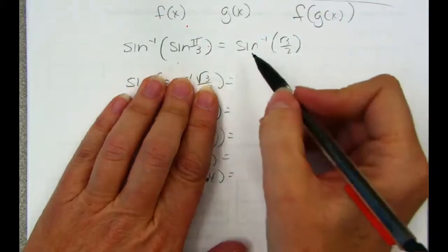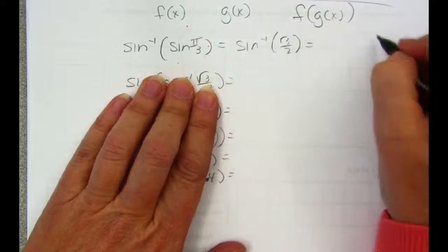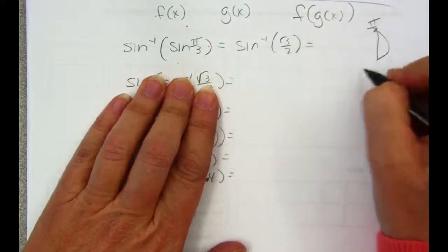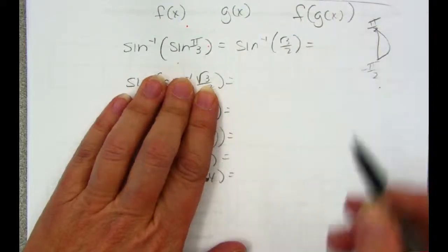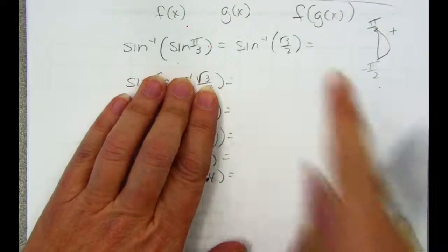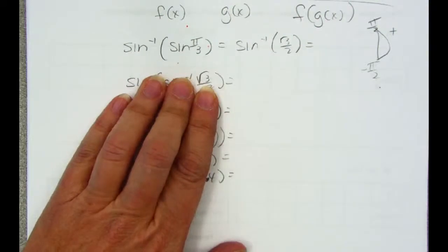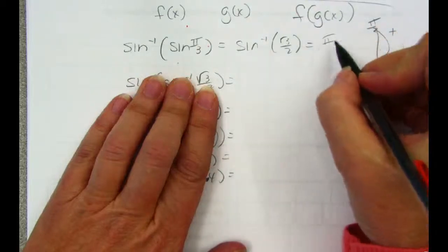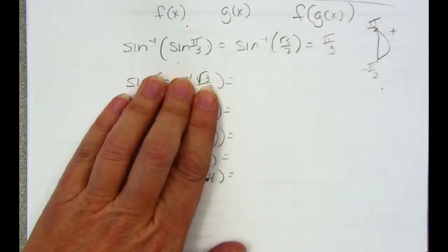Now I'm on an inverse function. So whatever I put here has to be an answer between pi over 2 and negative pi over 2. So that's positive, so it's going to be up here in quadrant 1. So what is that answer? We happen to get the same thing back. Sometimes you get that.